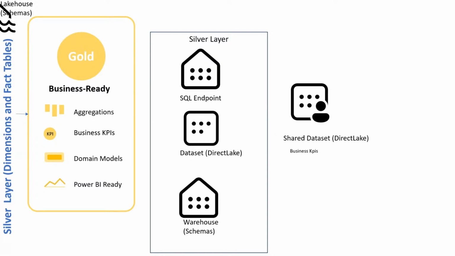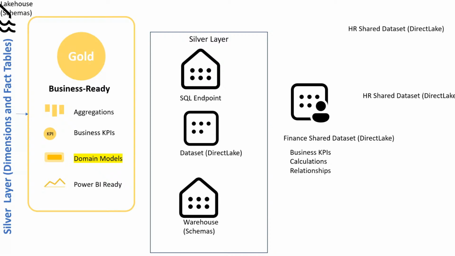So we're going to have the business KPIs, our calculations, and you'll be able to modify or fine tune the relationships between those dimensions and fact tables. You might end up creating multiple shared datasets depending on your business needs. Remember what I mentioned about domain models? You might have a shared dataset that is for finance, and another dataset that is for HR. You might have another dataset that is specifically for running operations within the organization.